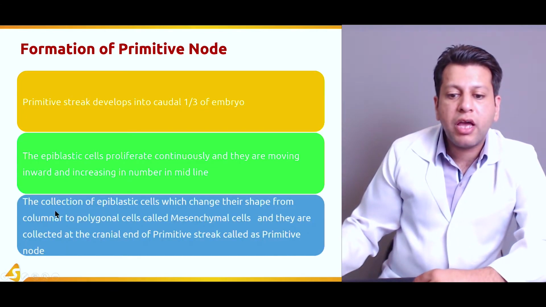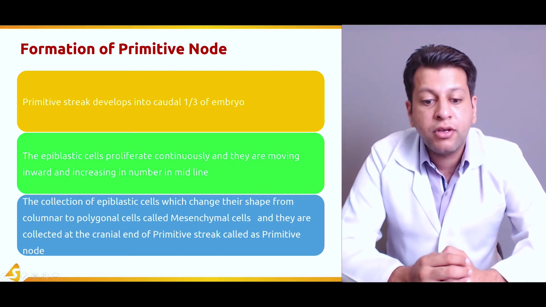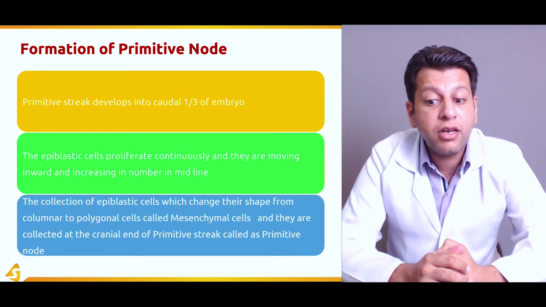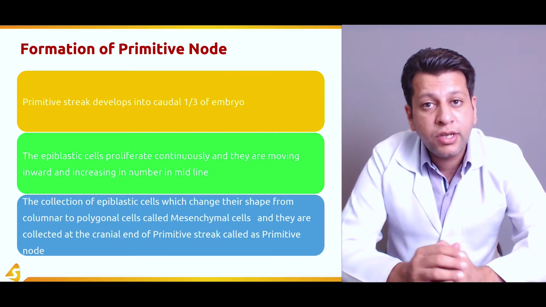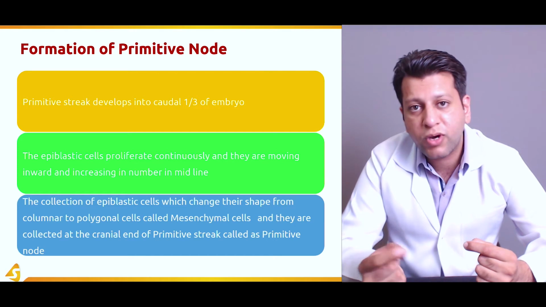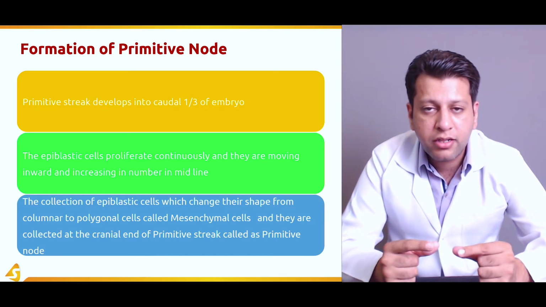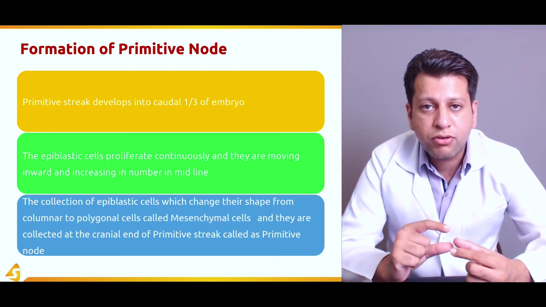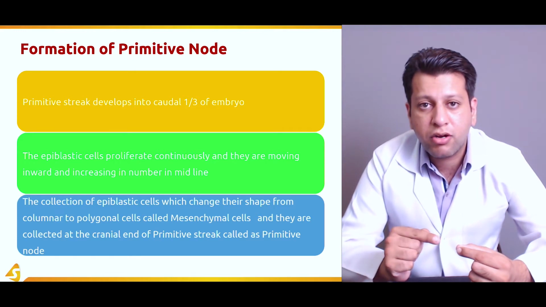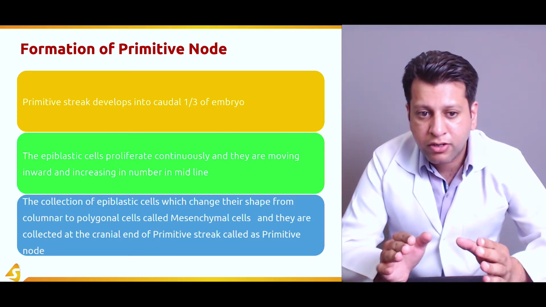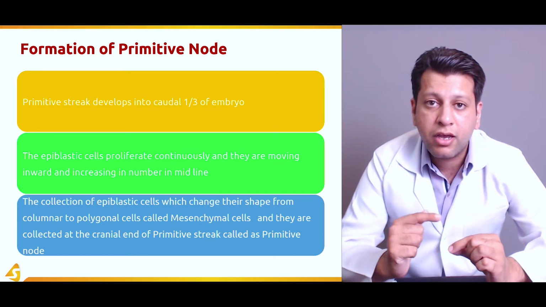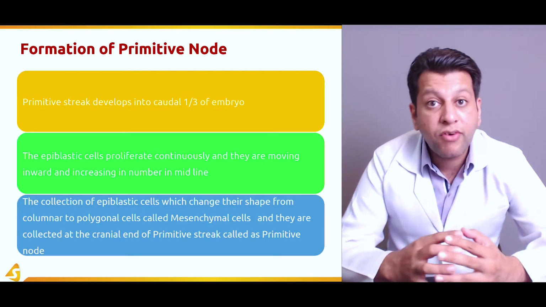The collection of epiblastic cells which change their shape from columnar to polygonal cells are called mesenchymal cells, and they are collected at the cranial end of the primitive streak called the primitive node. Remember, now they start the primitive streak, eventually a node. Why is this called a primitive node? Because here the cells start to proliferate so much that they actually form a bump or a raised part over the layer of the epiblast, and on electron micrographs they appear as a node-like or elevated bump-like structure, which was discovered by Hensen.